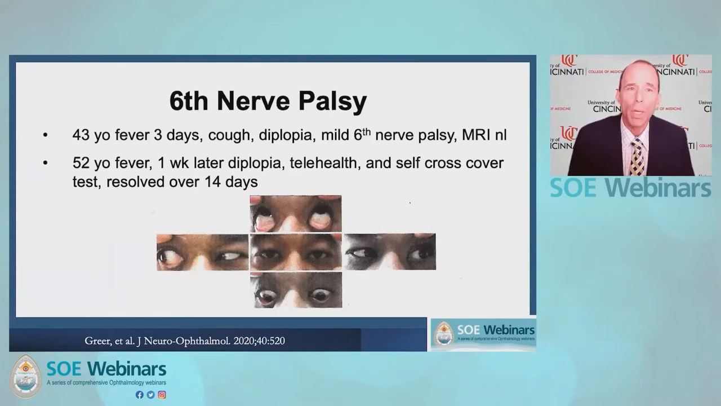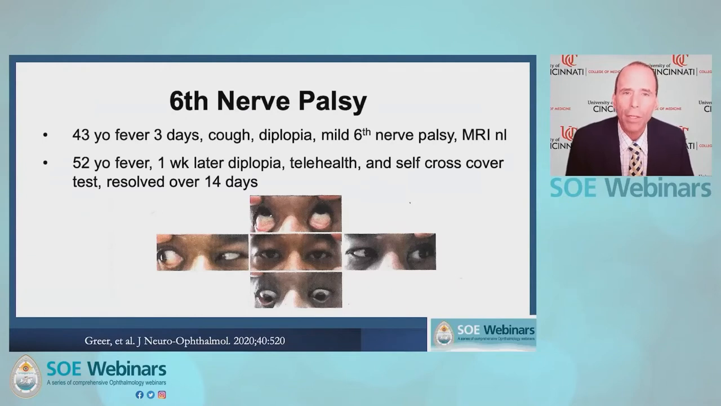The first, a 43-year-old who had a fever for a few days, cough, and then developed double vision, a mild sixth nerve palsy, and actually had a normal MRI. And then a second patient, 52-year-old with a fever, and then a week later, double vision. Interestingly, this was all done through telehealth, and I'm going to mention at the end of the talk a little bit about telehealth. And of course, that's really increased, at least in the US, in frequency since the pandemic.